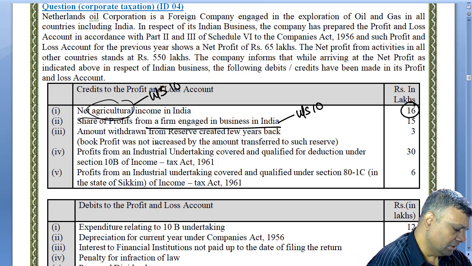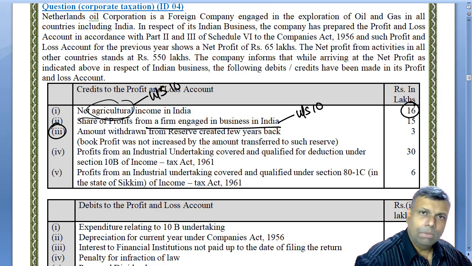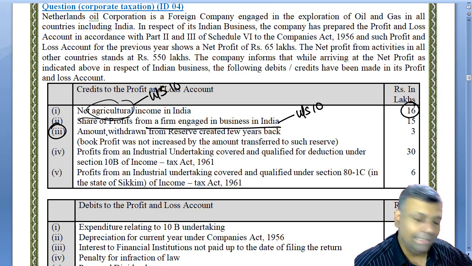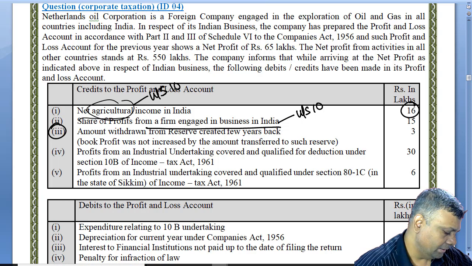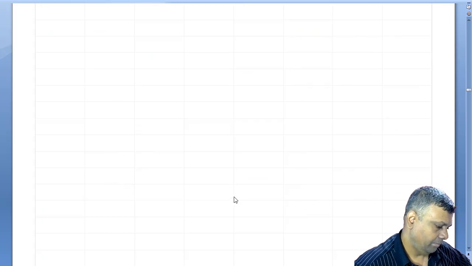Amount withdrawn from a reserve. Okay, so that point I'll take up afterwards. So first of all, these two easy adjustments of section 10. Let me just do that.